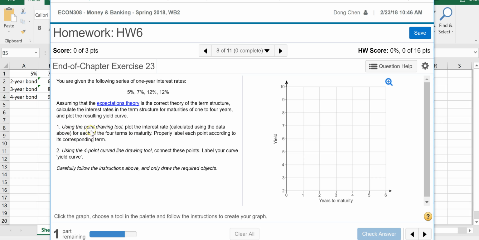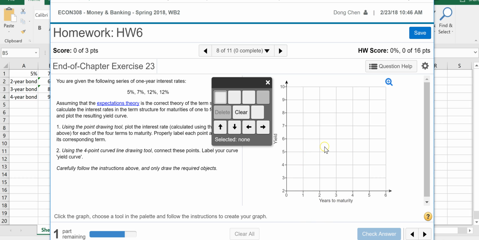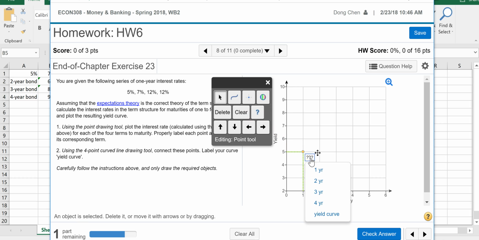So one, using the point drawing tool, plot the interest rate calculated using the data above for each of the 4 terms to maturity. Properly label each point according to its corresponding term. So the first one is 5%, years to maturity is 1. Let me click on the point drawing tool that's here, and place the point here. That's obviously 1 year.